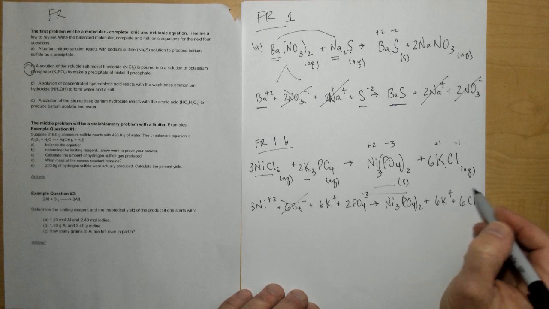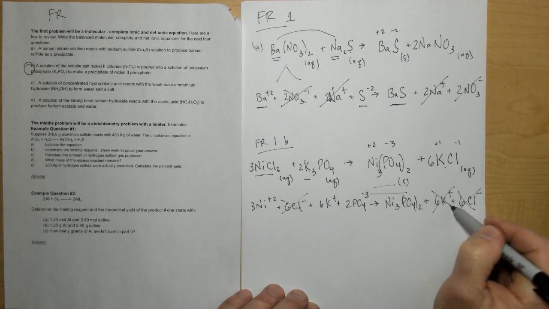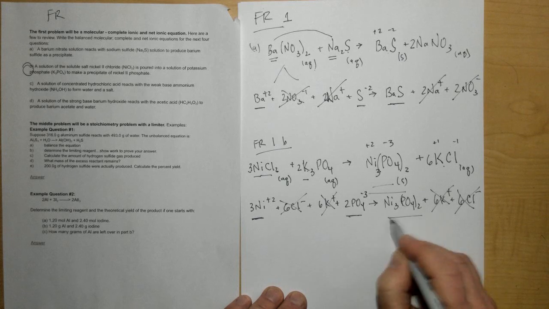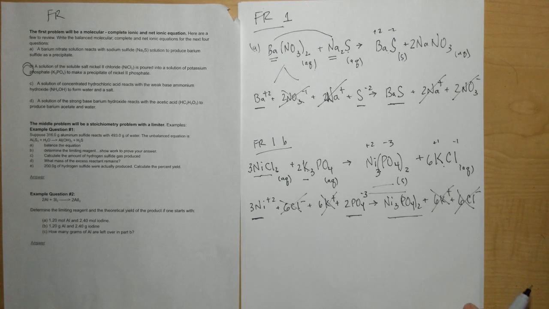Notice that the 6 Cl minuses would cancel and the 6 K pluses would cancel. And so we end up with the nickels, the phosphates, making nickel phosphate right here as our net ionic equation. And you'd want to rewrite that on a test.